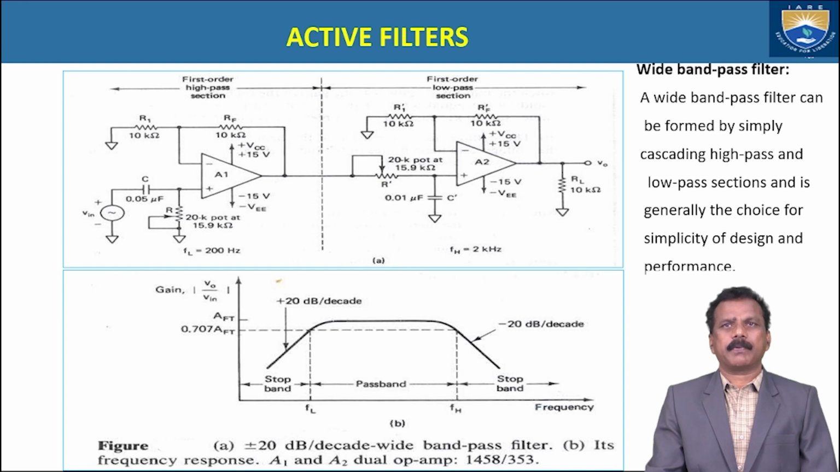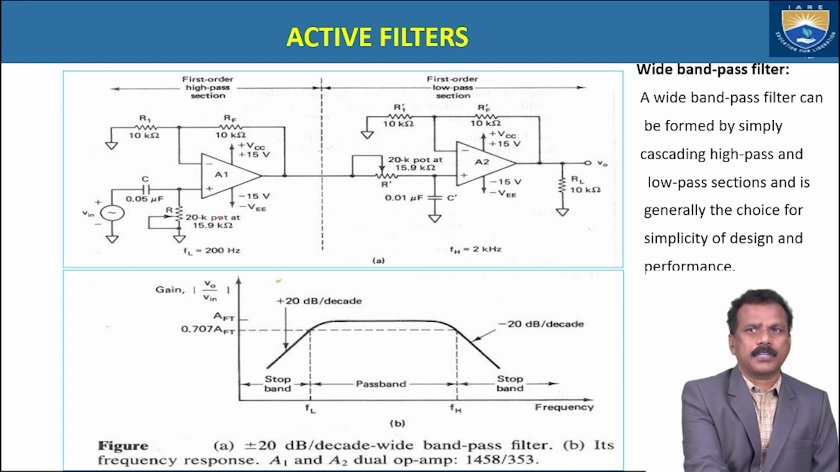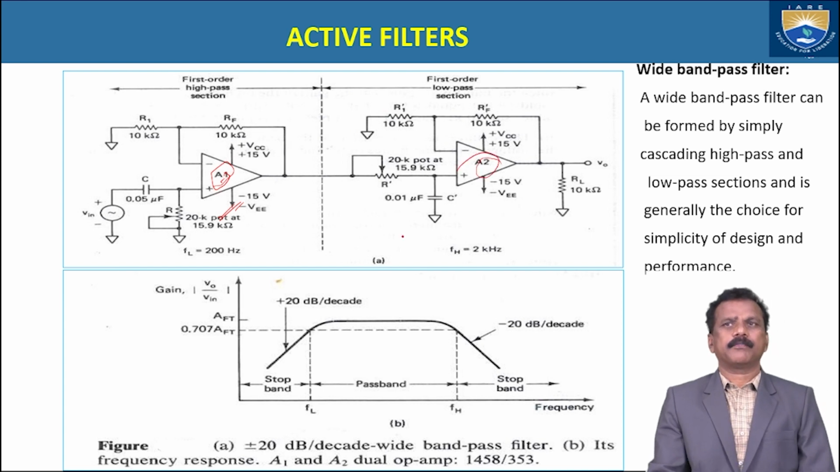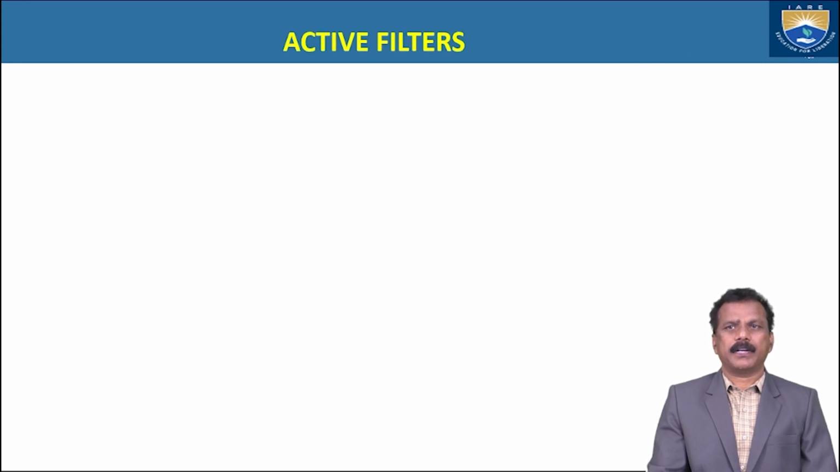That means it is all depending upon A1 and A2, a dual op amp. Here they are using the 1458, and here they are using the 353. This is the frequency response, frequency versus gain, stop band versus pass band.